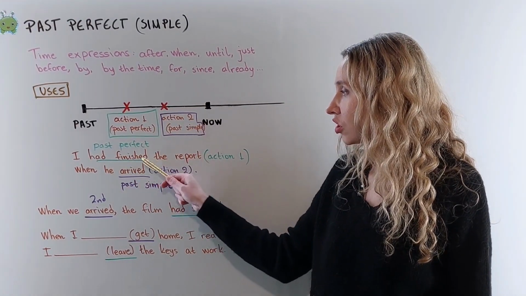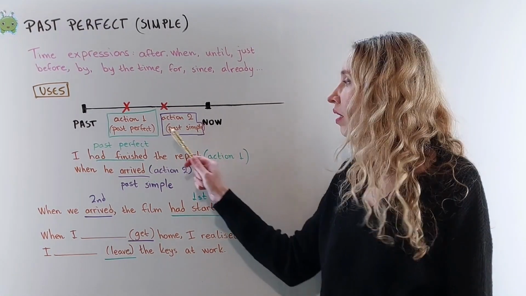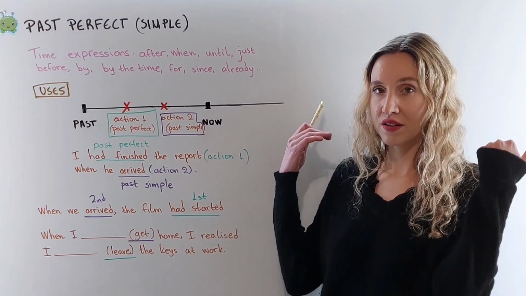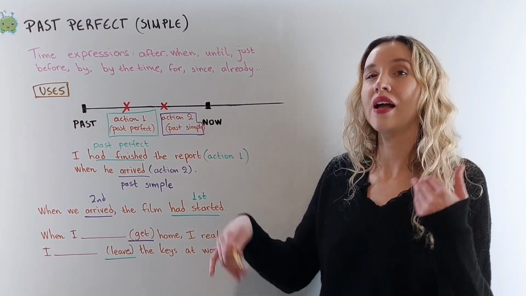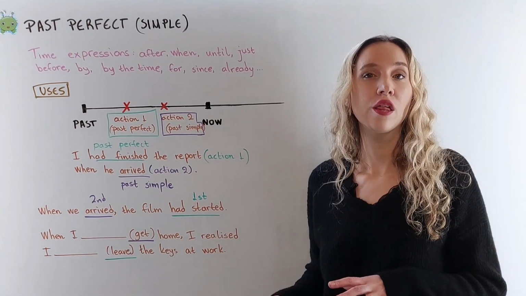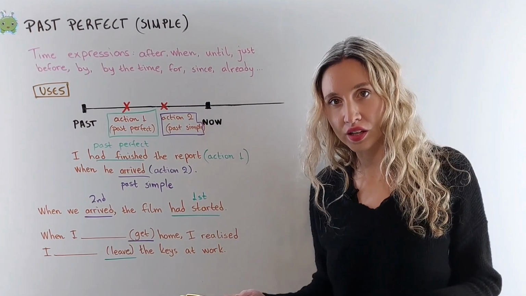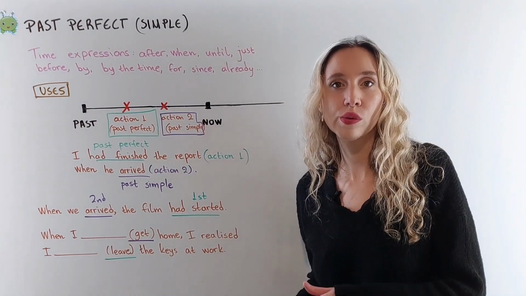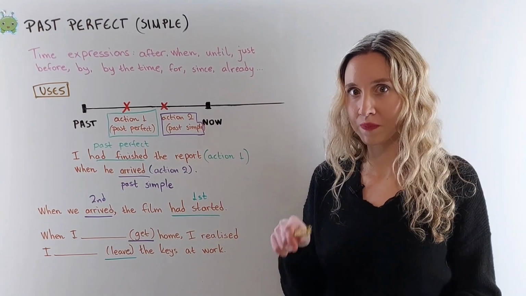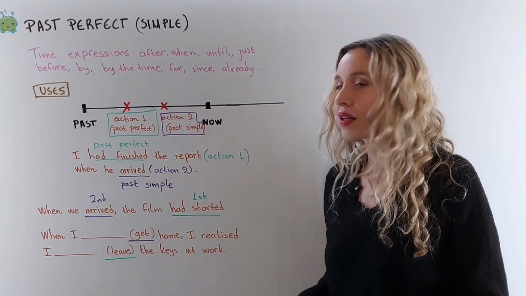I had finished the report, which is the first action, when he arrived. So I had finished the report and then he arrived. Be careful here. The first action is always in the past perfect, and the second, which is closer to the present, is in the past simple. I was talking about past simple. Do you remember that? Okay.